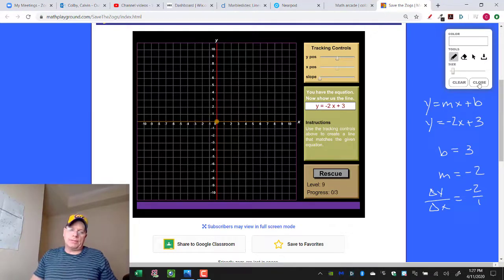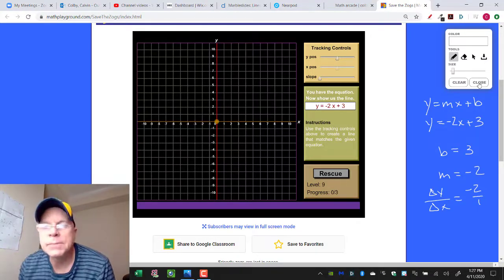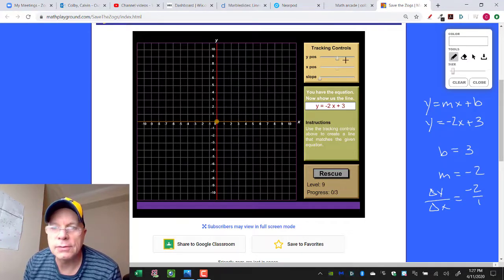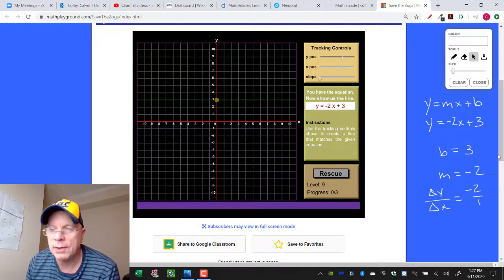Oh, that's annoying. I don't think I have an option to... Oh, wait a minute. I just learned something. Okay. b is positive 3. m is negative 2. So basically from this point, we know the y-intercept is positive 3. From this point, I want to go down 2, right 1, according to my delta y over delta x. So down 2, right 1.